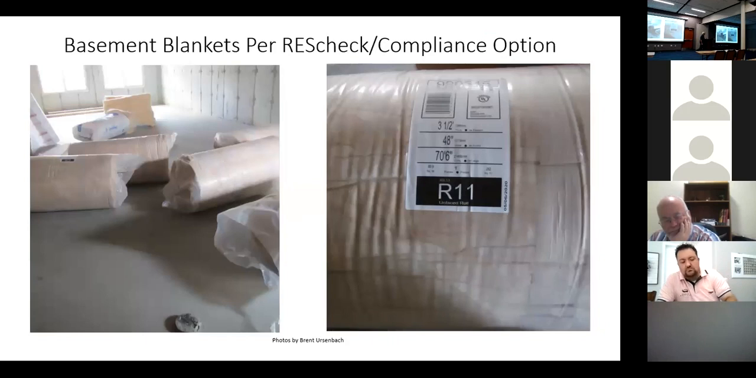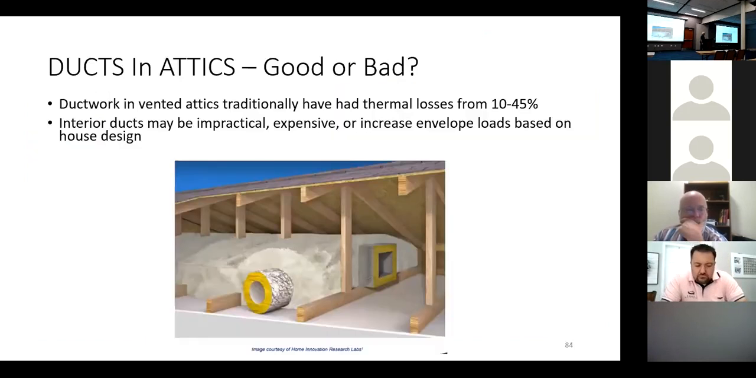Basement blankets, according to the REScheck. And here are those blankets, you know, to wrap the basement walls. Ducts in attics. We've already started on this one, but depending on the part of the country, we have thermal losses that are 10 to 45%. I've seen them higher than that.